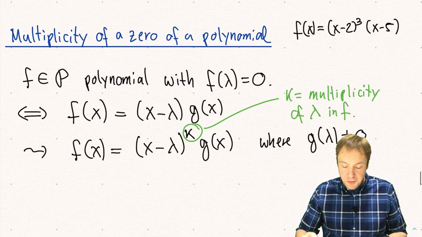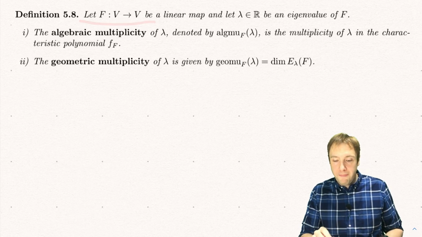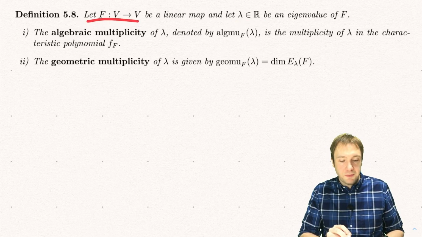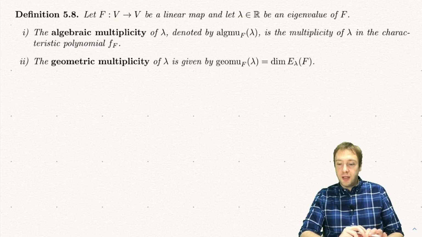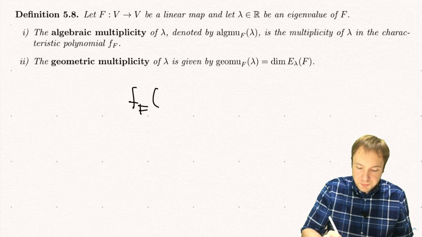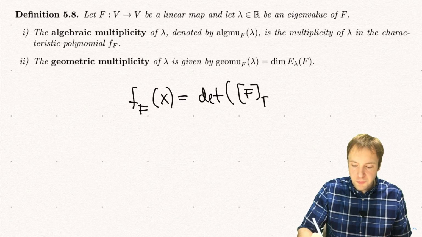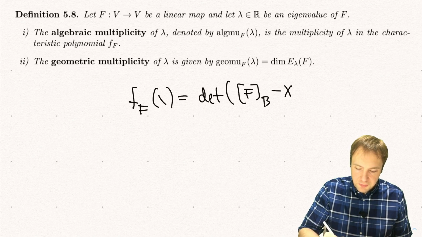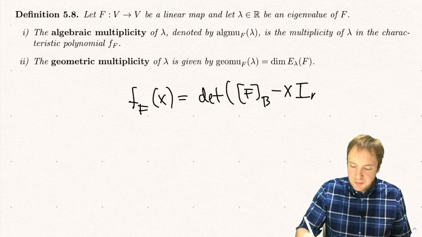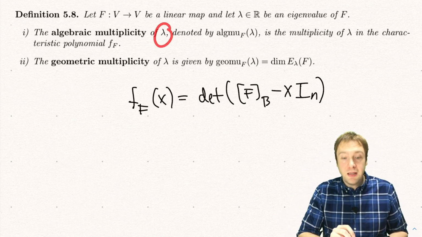Okay. And with this, we now introduce the following two words. So if I have a linear map F, and lambda is an eigenvalue of this linear map F, then we know lambda is a zero of this characteristic polynomial. So recall the characteristic polynomial was defined as the determinant of the matrix of the linear map F for some basis B, and then we subtracted X on the diagonal, and then lambda was an eigenvalue.